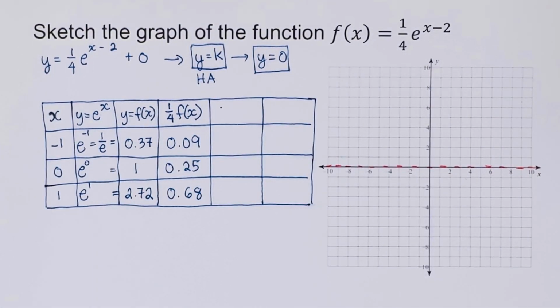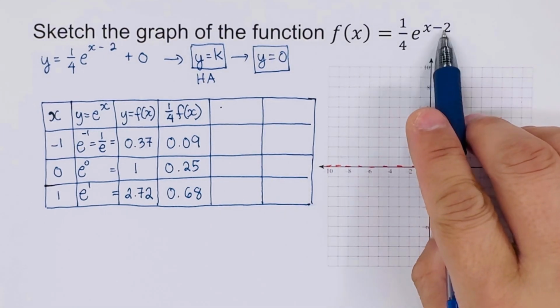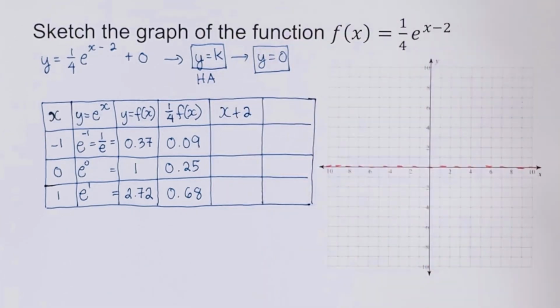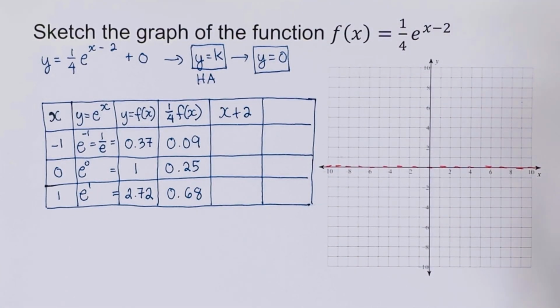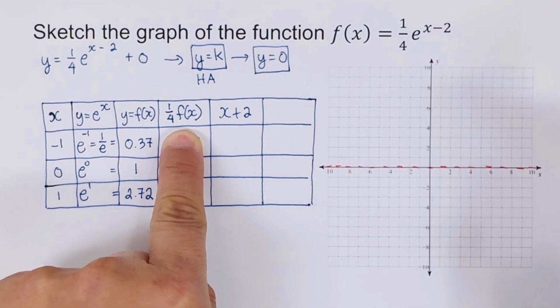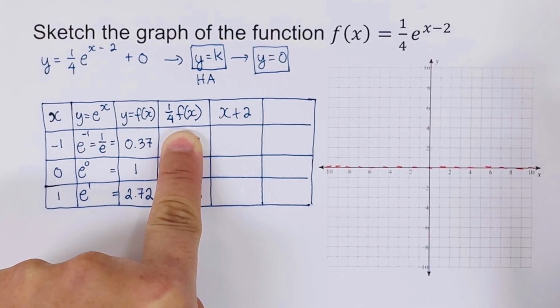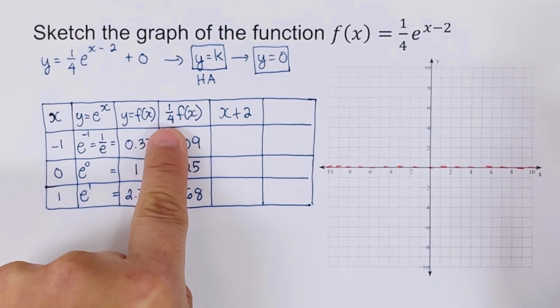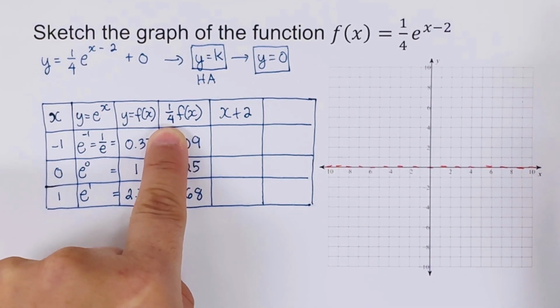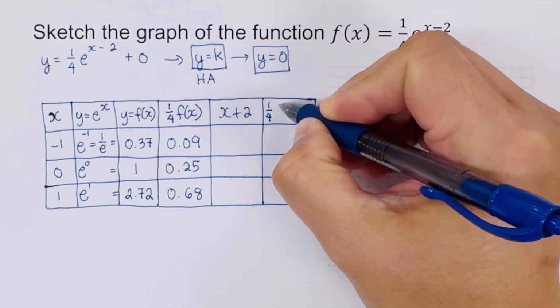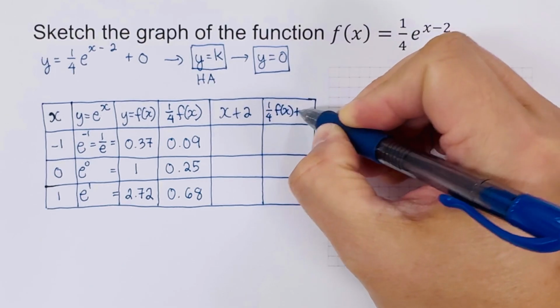Now we look at the exponent for this equation. It says x minus 2. So we go ahead and say x plus 2. And then for the y coordinate, we will use the 1/4 f of x here, which is the transformed values for the f of x using the stretch factor. And then we're going to add the k. So that would be 1/4 f of x plus 0.